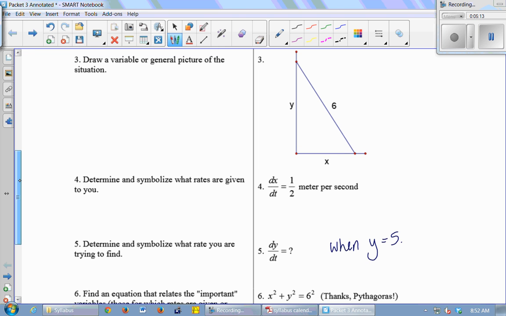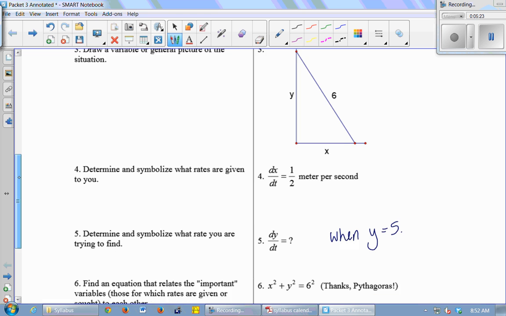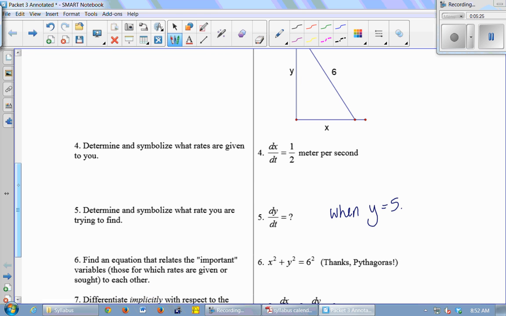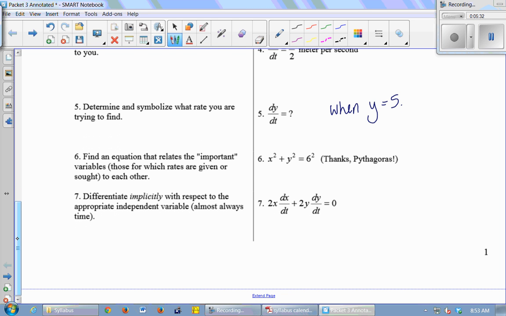All right, so we've got two important variables here, x and y, right? And in that picture, we want to come up with some equation that relates the important variables. So we might use the Pythagorean theorem, x squared plus y squared equals 6 squared in that picture. Once you have an equation that relates your important variables, implicitly differentiate it. Take d dt of both sides.